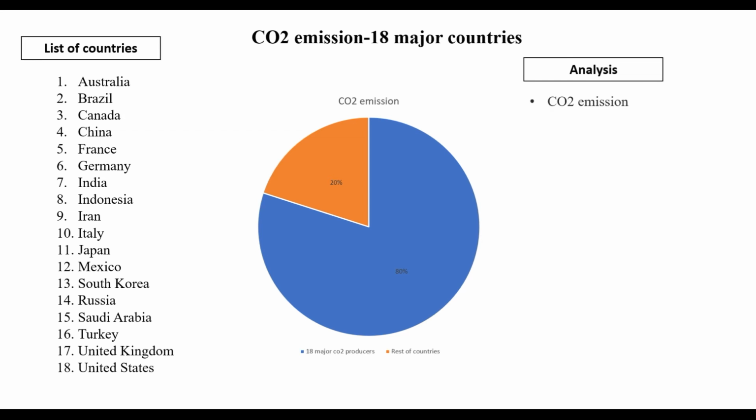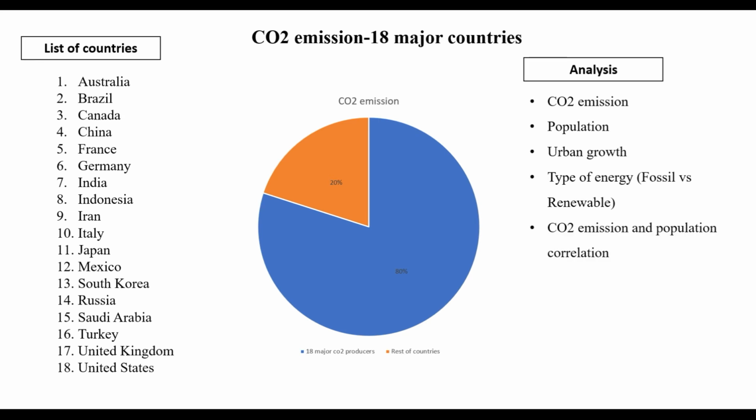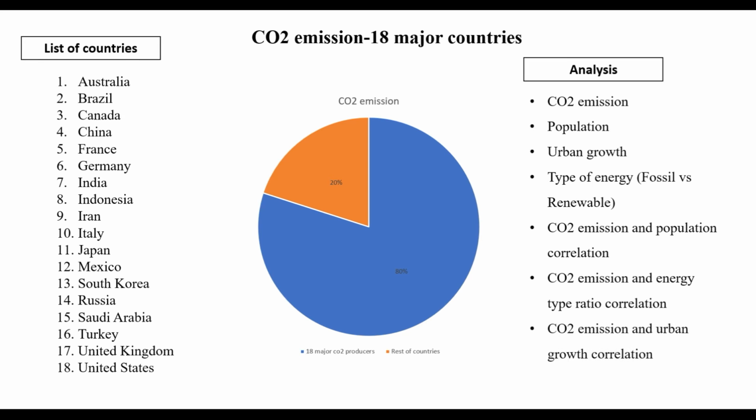The analysis that is going to be done is about carbon dioxide emission in each country, the role of population, urban growth, type of energy that is used in that country, fossil versus renewable. Carbon dioxide emission and population correlation should be discussed here, and the correlation between carbon dioxide emission and energy type, which is again fossil and renewable energy. And last but not least is the carbon dioxide emission and urban growth in each of these.